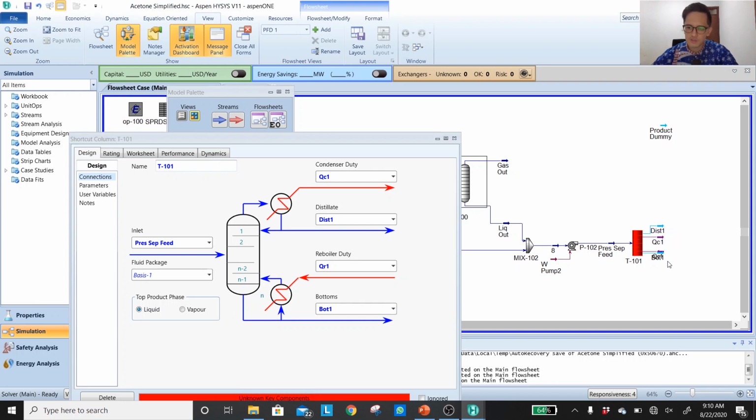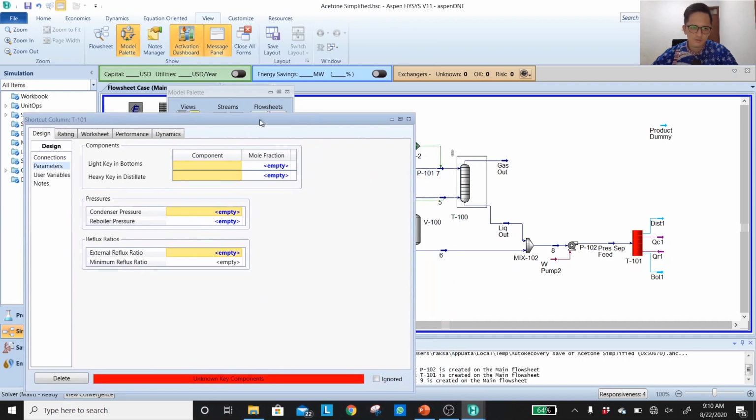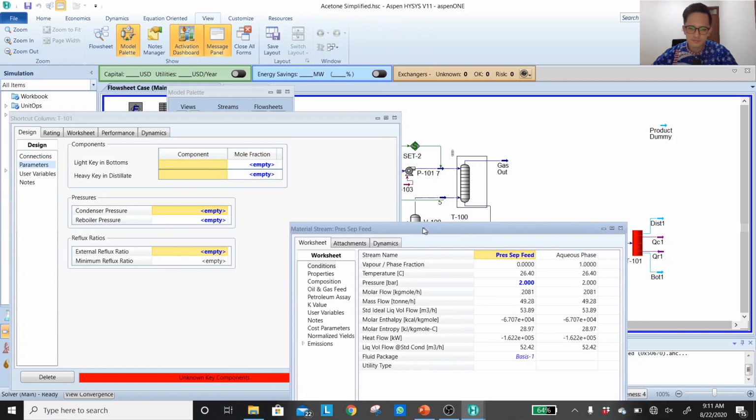Okay, let me arrange the stream to look clearer. Unknown key components, then you just go to the parameters. Okay, to help you fill in this information, I will open the feed composition.